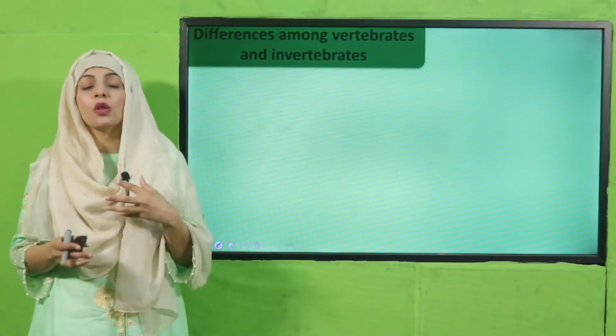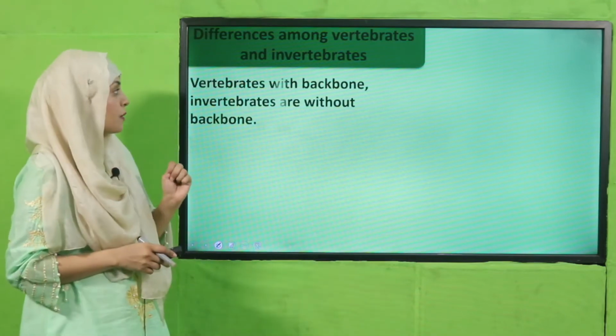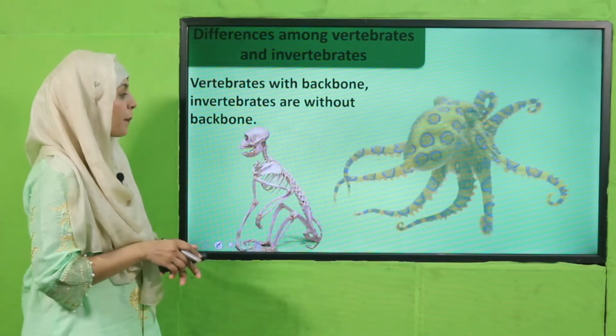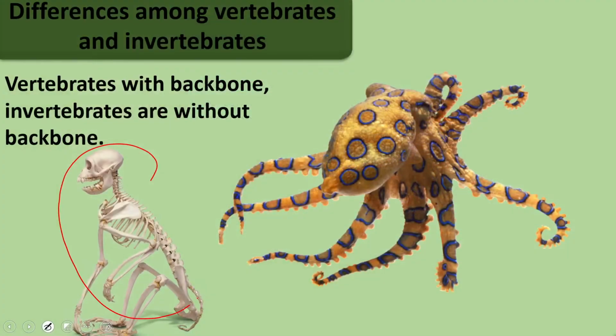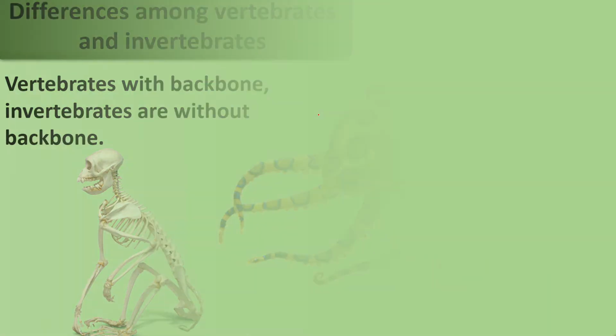So my dear students, now let's quickly have a recap. What are the differences between vertebrates and invertebrates? So vertebrates with backbone and invertebrates without backbone. So here you can see that this is the backbone and the bones. So all the vertebrates have bones in them, whereas invertebrates, no vertebral column or no backbone is present, so they are invertebrates. So one difference.